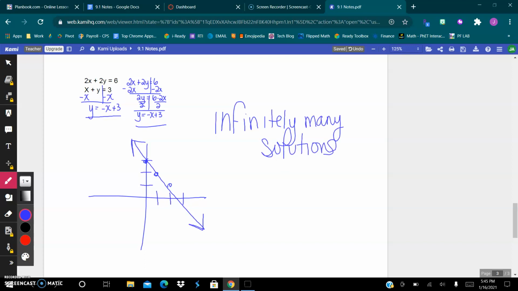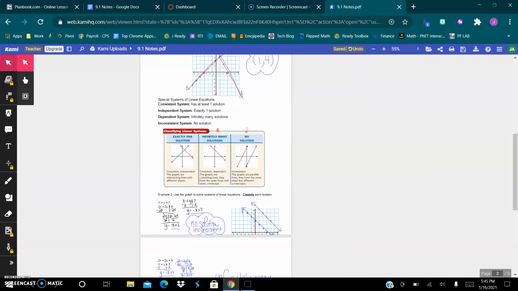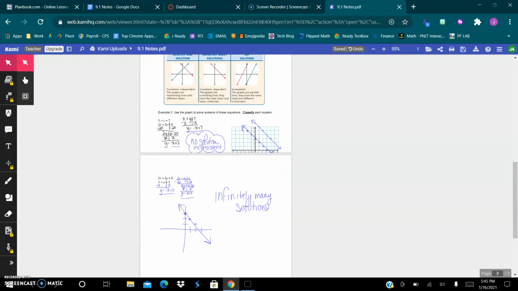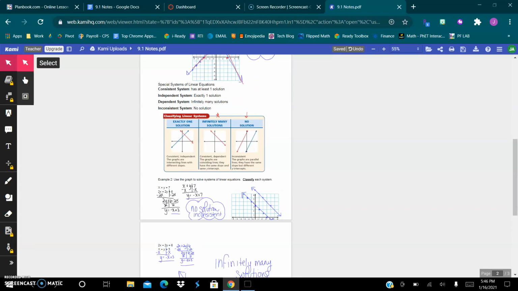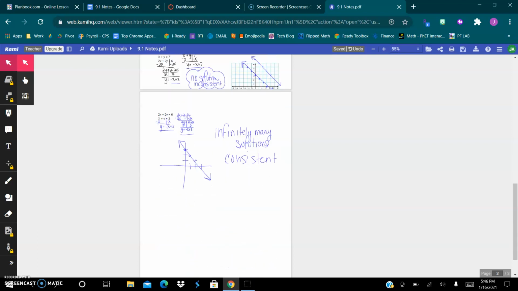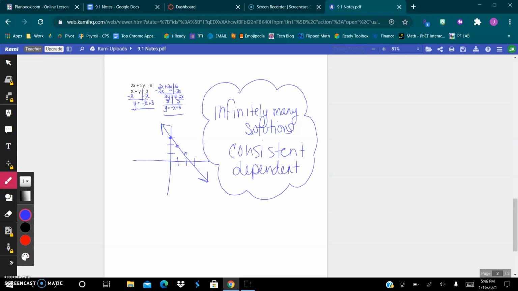And then when we go back up and take a look at our vocab words, a consistent system has at least one solution. Well, this definitely has at least one, so I'm going to add consistent to our list. And then an independent has exactly one. This does not have exactly one. And a dependent system has infinitely many solutions. So this would be a dependent as well. So sometimes there's only one classification and sometimes there's more. So we got to look through all of them.